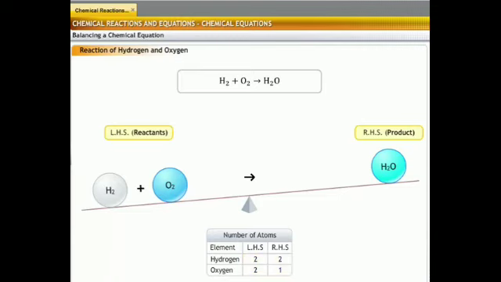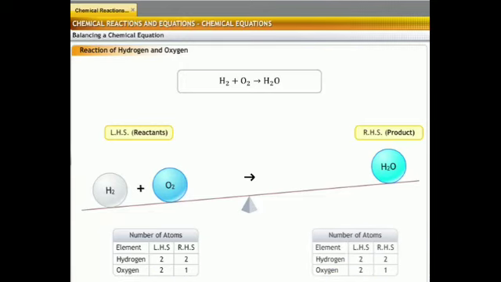But in this case, when we again check the number of hydrogen atoms on the right hand side, it is 2, and 2 twos are 4. It means the number of hydrogen atoms becomes 4 and on the left side it is only 2. Then what would happen? The reaction is again not balanced. So to balance the chemical equation, what should be done?